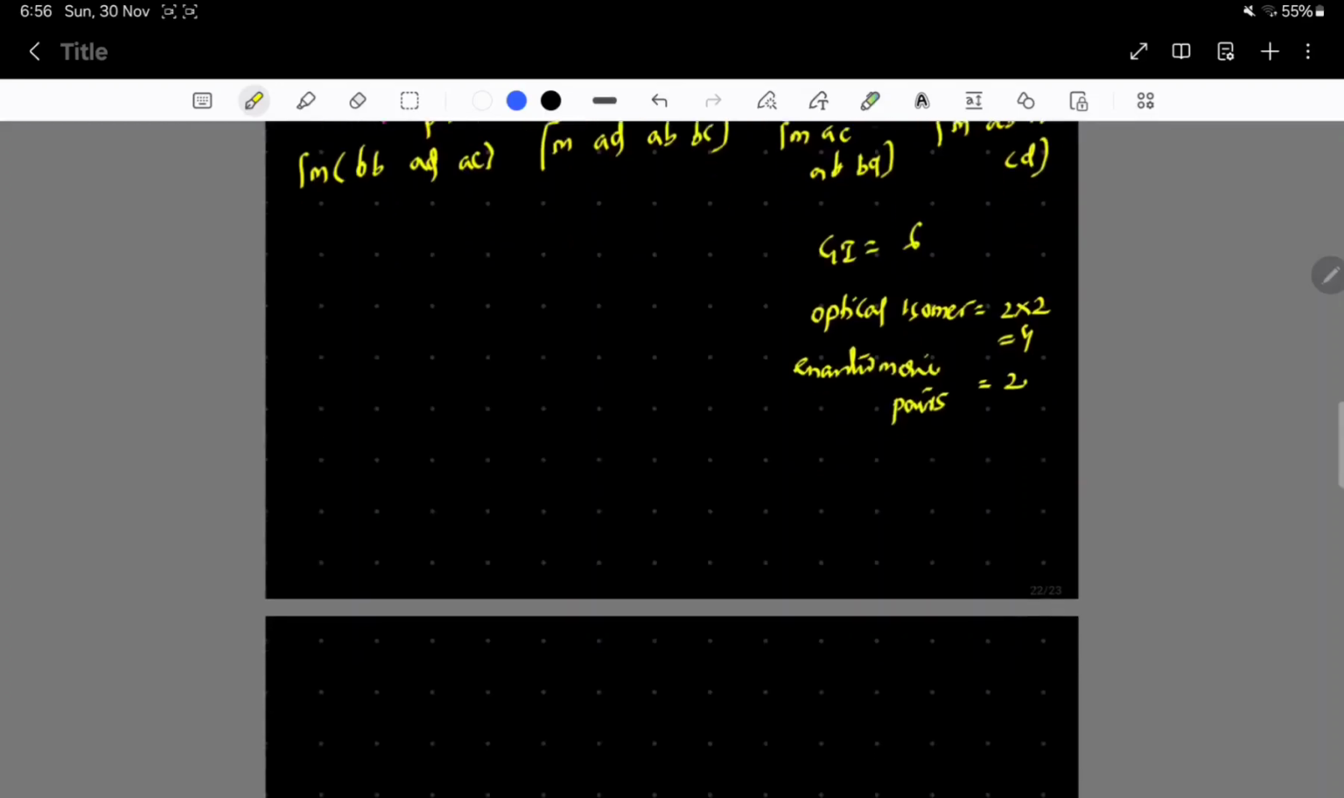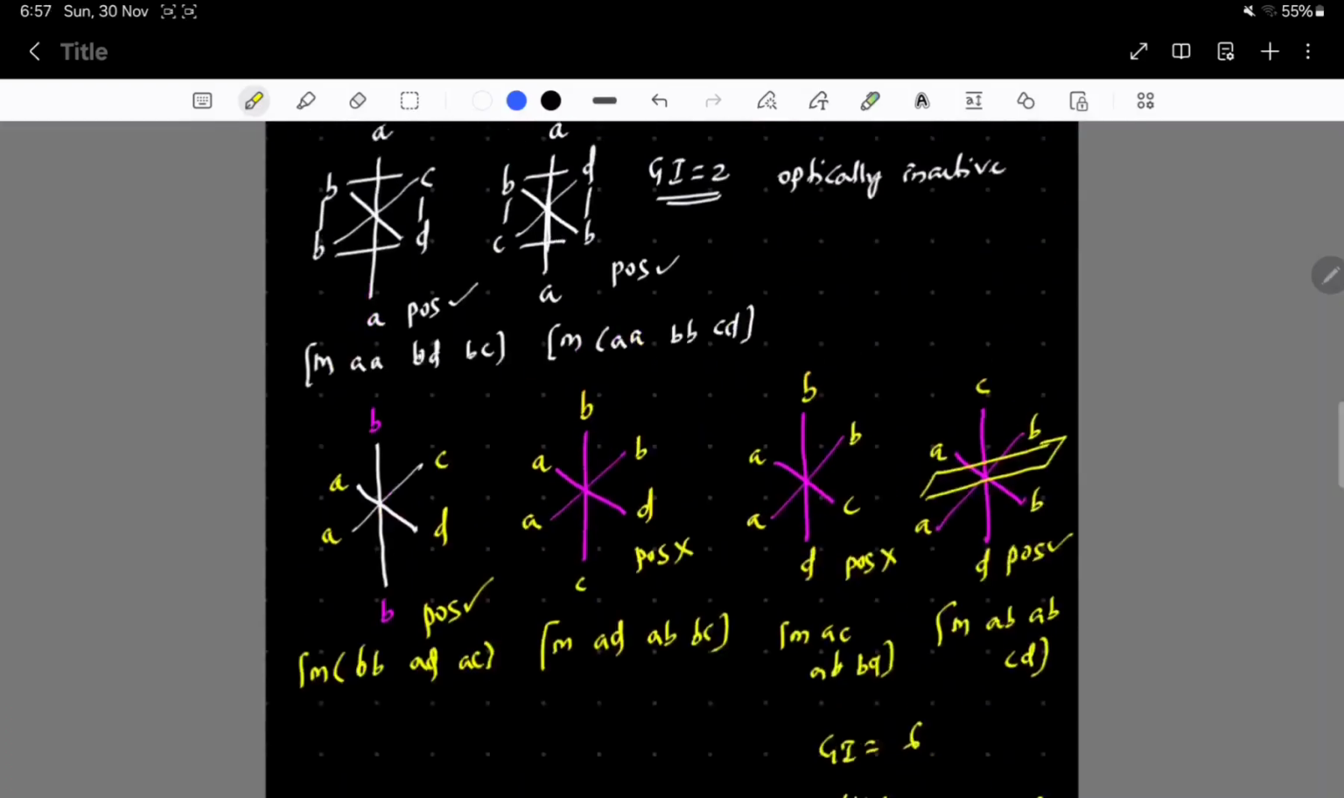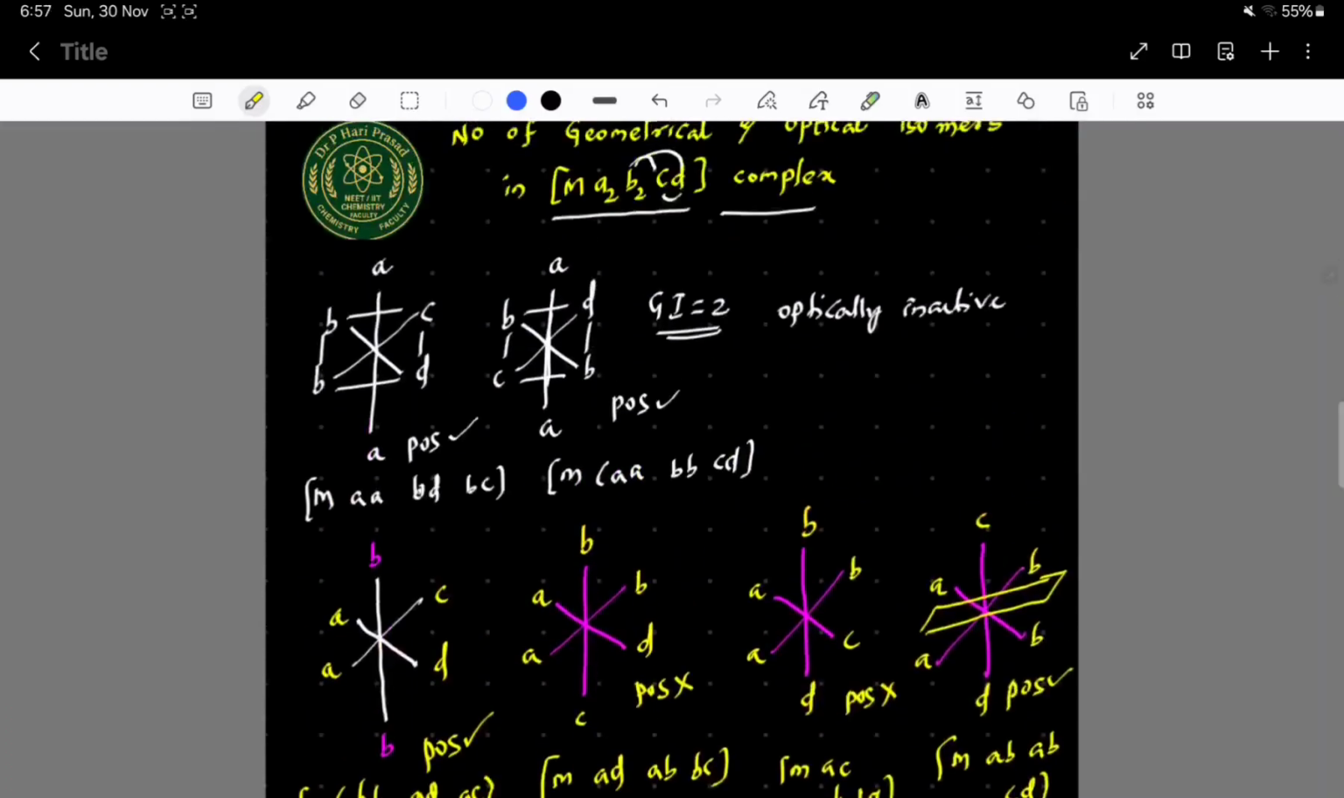Now tell me, student, the total number of stereo isomers is equal to 6 plus 2, that is equal to 8, student. Now if you have one more doubt, sir, if any other possible combination, you can write it, student, the possible combination.